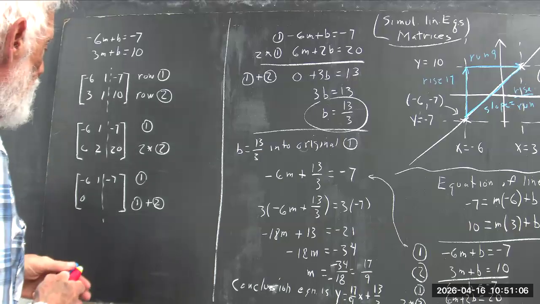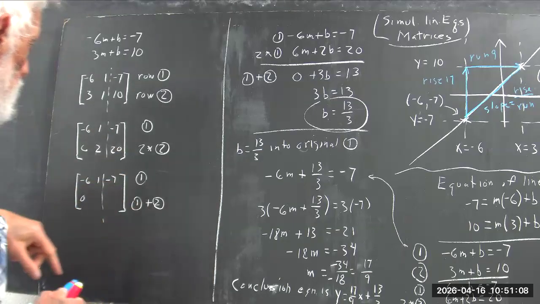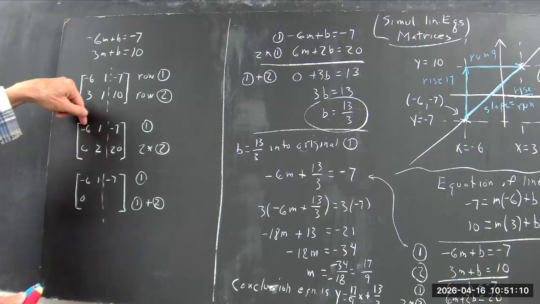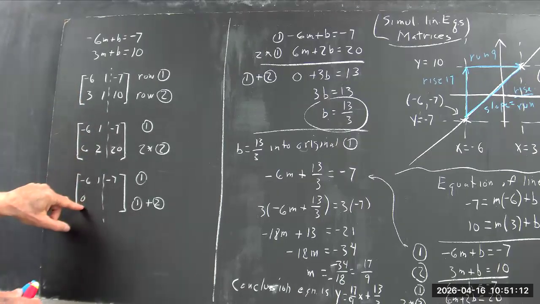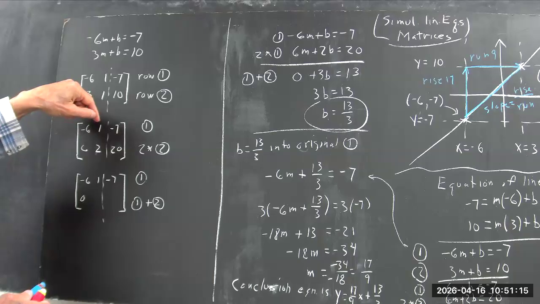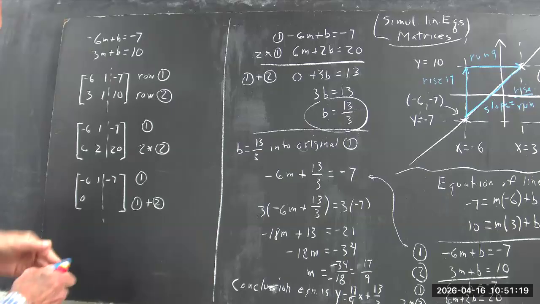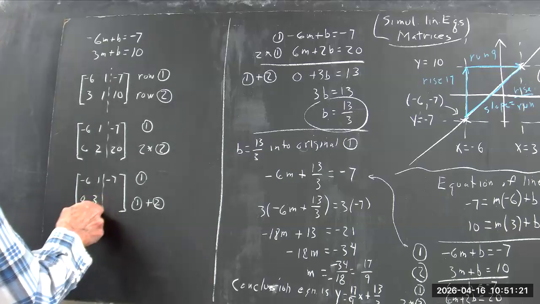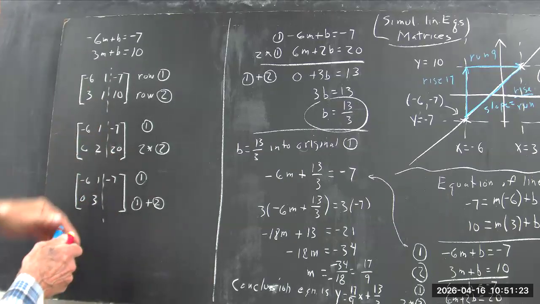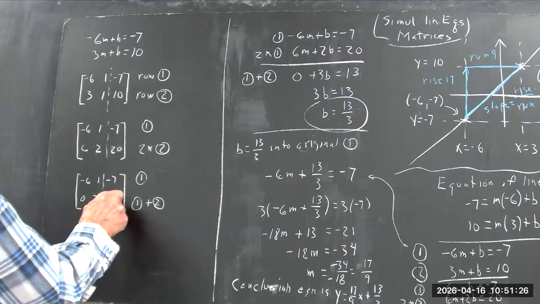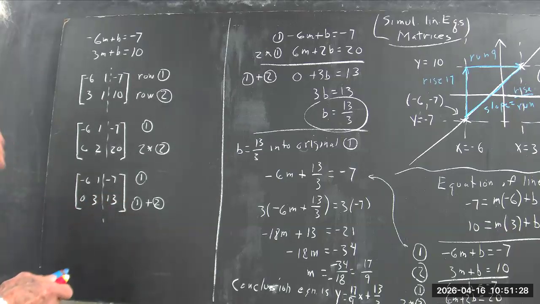Okay, now, back to adding row 1 plus row 2. The negative 6 is above the 6, and I add those to get 0. In the second column, I have 1 and 2, which adds up to 3. And in the third column, I have negative 7 and 20, which is 13.